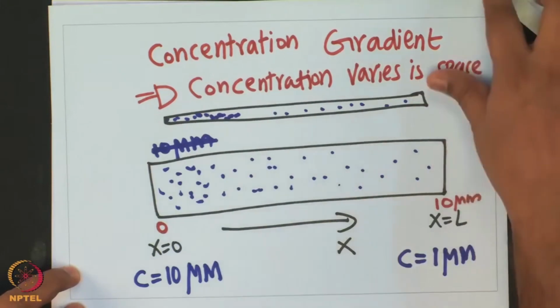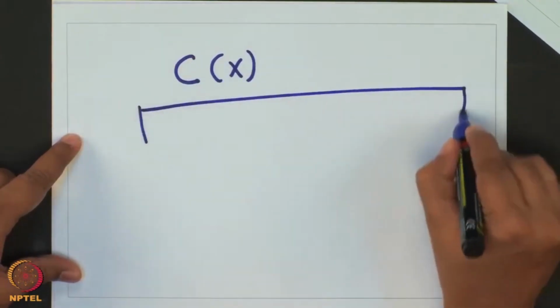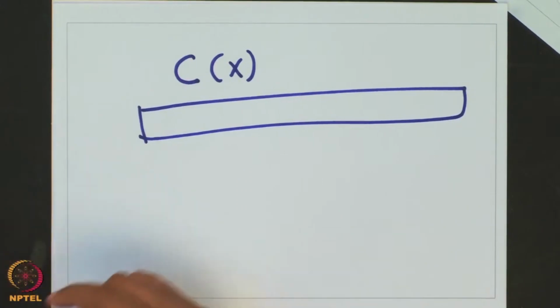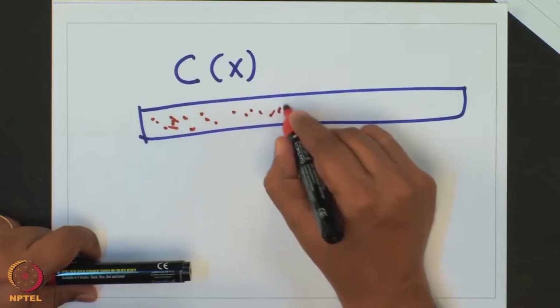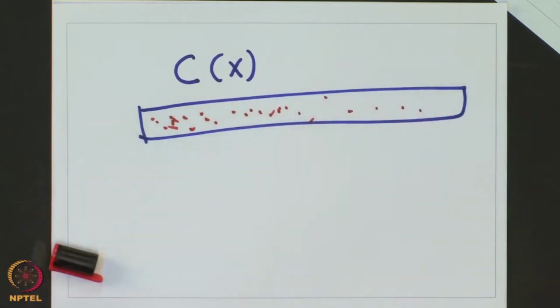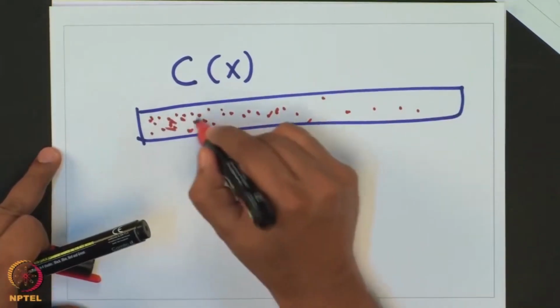And how do we mathematically represent this? This is the question that we will first discuss. To mathematically represent a concentration gradient, if C as a function of x is a concentration along this, there's a high concentration here and low concentration as we go along. So this is the concentration gradient C of x.